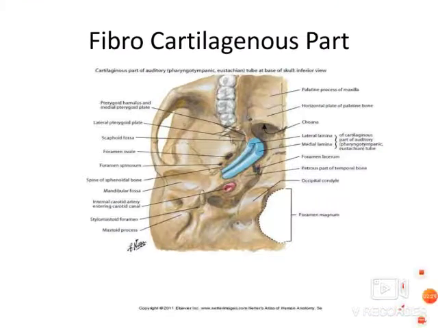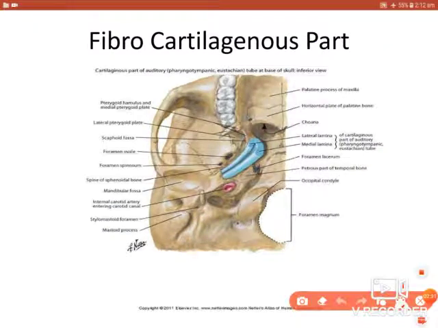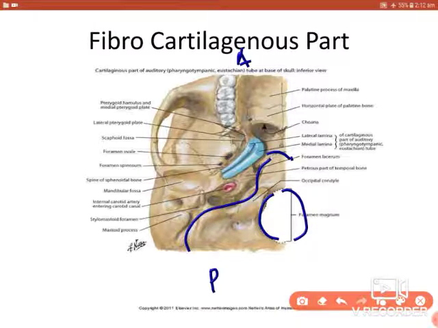Here this is the base of the skull. Here this is the anterior part, this is the posterior, that you can see the foramen magnum of the occipital bone. Then this is the lateral, here this is the medial, this is one half. Here this is the greater wing of the sphenoid. This part is the petrous part of the temporal bone. This is the petrous part. So this cartilaginous part is lodged in a groove between the greater wing of the sphenoid and the petrous part here.